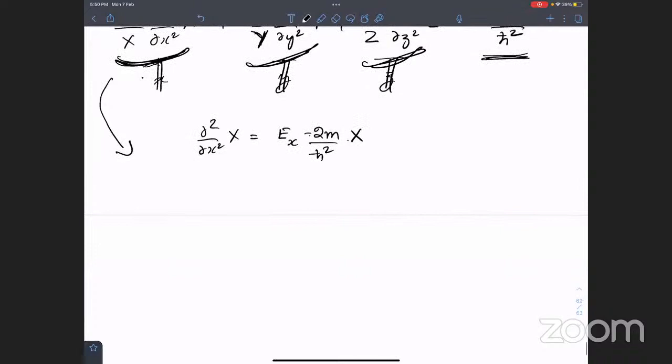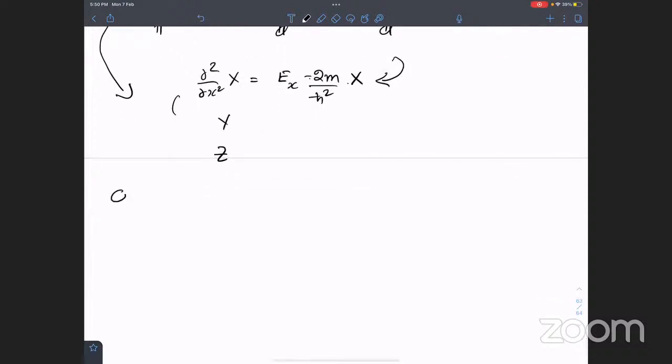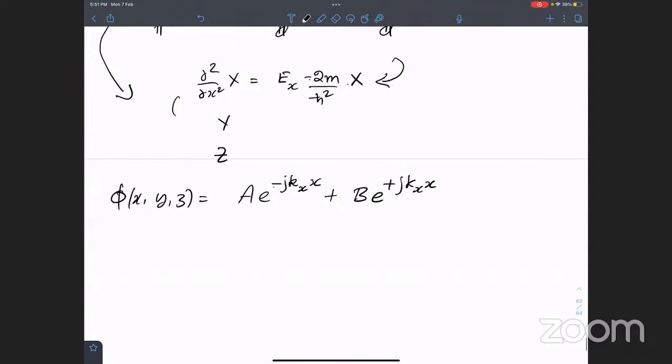Okay, and similar equations for y and z. You'll immediately recognize this because we have already solved this. This is nothing but Schrodinger's equation in vacuum. And so I can write my complete solution now as follows: a into e to the power minus j kx x plus b e to the power plus j kx x. Only difference is plus and minus.